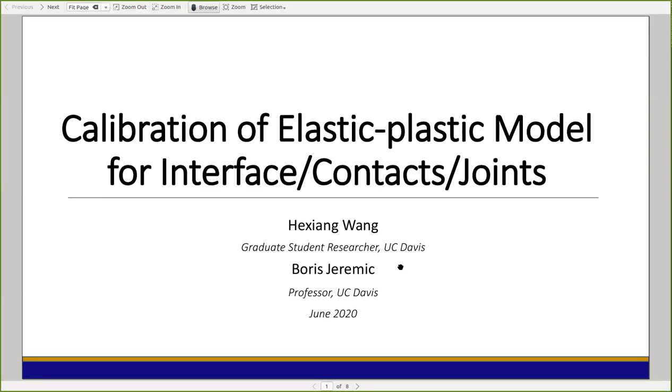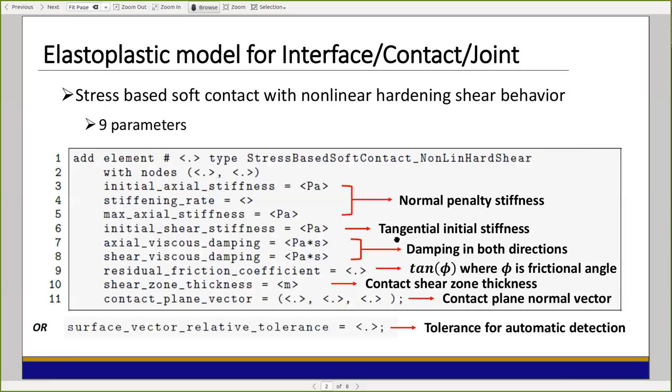And today we're going to continue to talk about the calibration of the elastoplastic models for interface contacts or joints. And as I mentioned before, for common concrete to soil or steel to soil interfaces, we feel it's a very good model to use the stress-based soft contact with nonlinear hardening shear behavior. So we will take this material contact constitutive behavior as an example to do the calibration. And this is a DSL, as you can see here in Real ESSI.